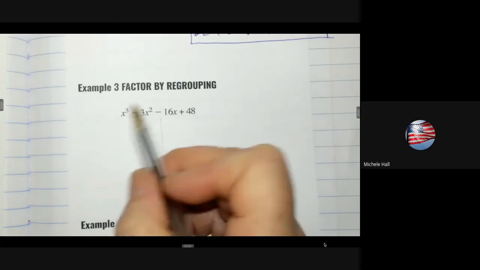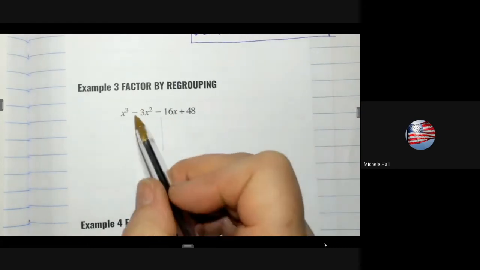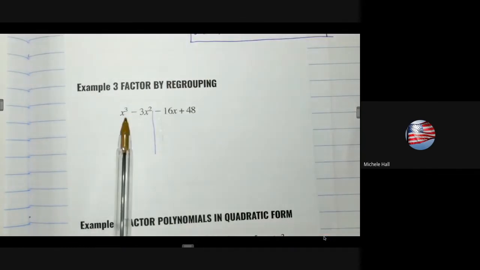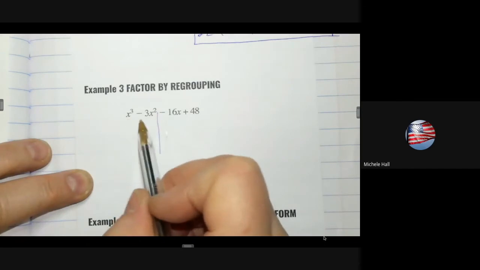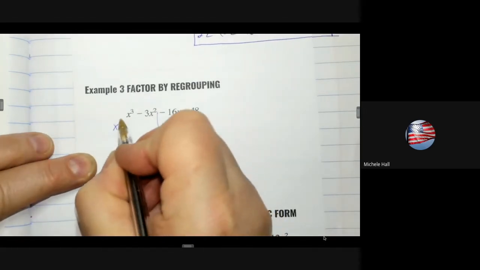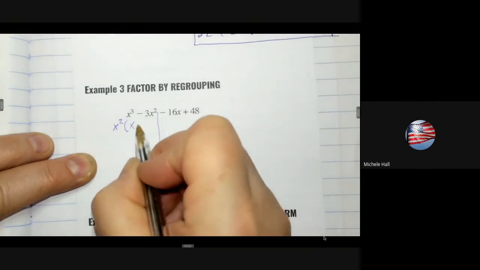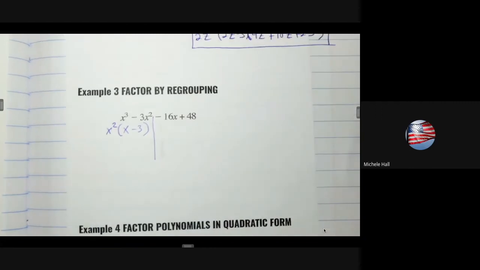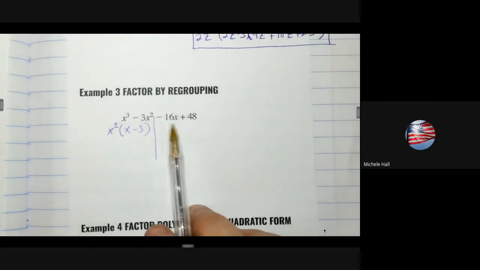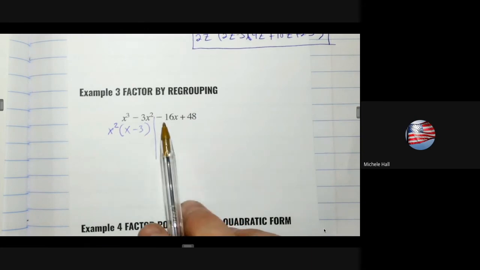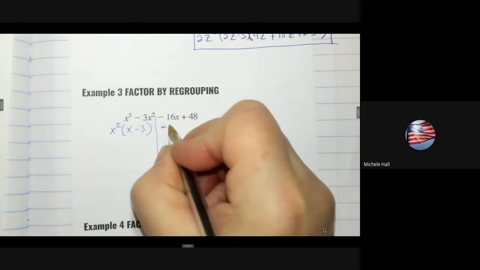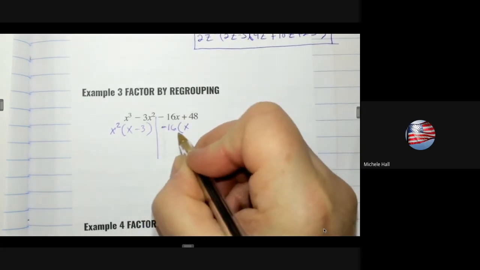Factor by regrouping. Okay. Regrouping means that I'm going to take these two terms and these two terms, and that's how I'm going to think about them. I am going to think about these terms together and then the second two terms together. What can I factor out of x cubed minus 3x squared? They have x squared in common. So I'm going to factor that out. That leaves x minus 3. Now, if this technique is going to work, I'm going to need to see another x minus 3 on the right-hand side. That's how you know that you can use regrouping. Looking at negative 16x and 48, I can factor out negative 16. That leaves x and then minus 3.